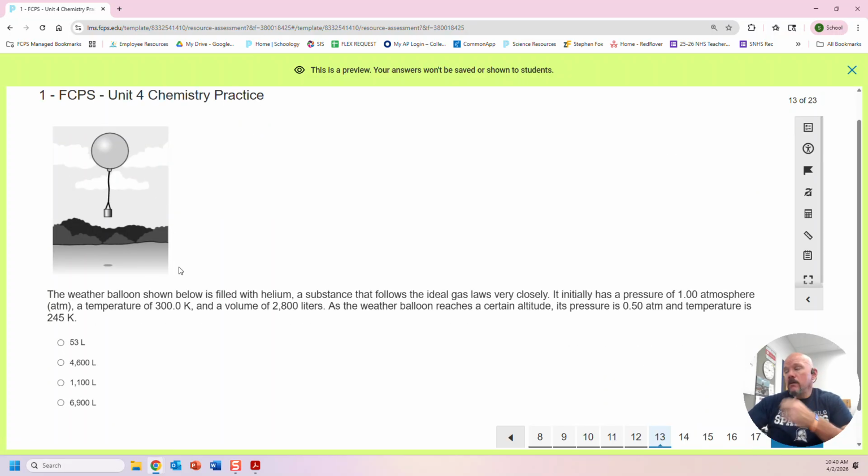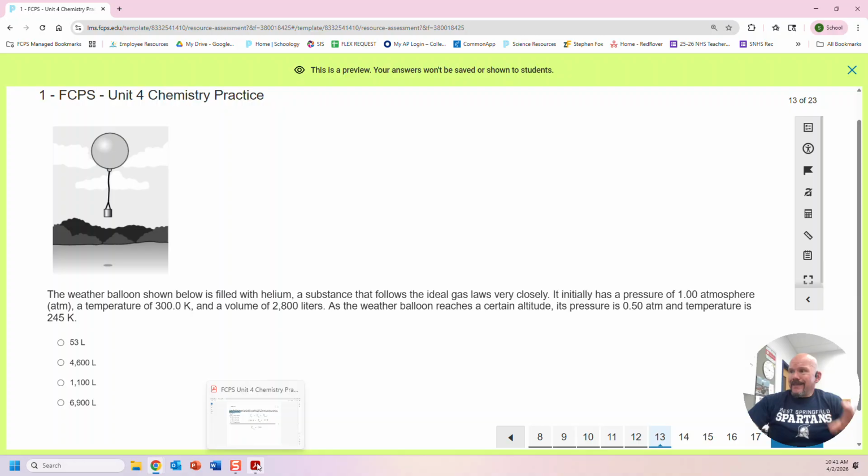All right. So here we have a balloon. And currently it's at 1 atmosphere. The pressure inside the balloon is 1 atmosphere. Remember, in a balloon, the pressure inside the balloon equals the pressure outside the balloon, right? So initially, the pressure of the gas is 1 atmosphere. The temperature of the gas is 300 Kelvin, and the volume of the balloon, it's a big volume, 2,800 liters. And then as the balloon goes higher and higher, now the pressure drops to 0.5, so the pressure goes down. The temperature of the particles decreases to 245 Kelvin, and we want to know the new volume.